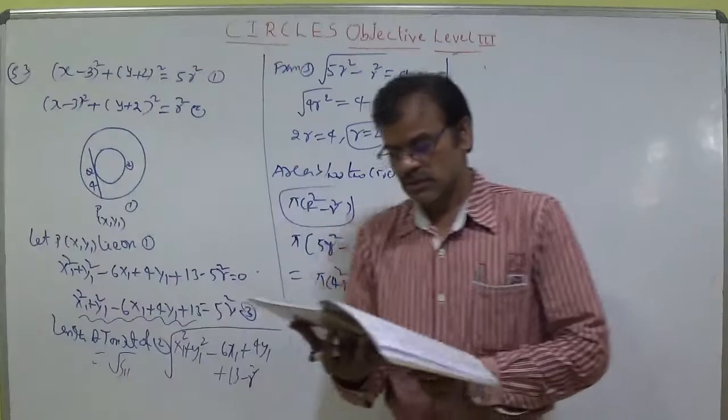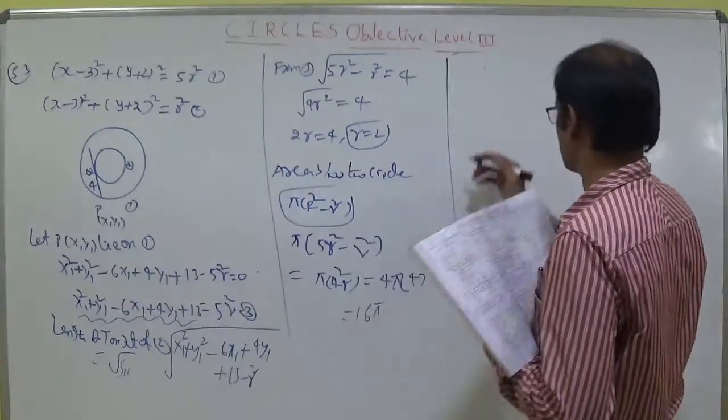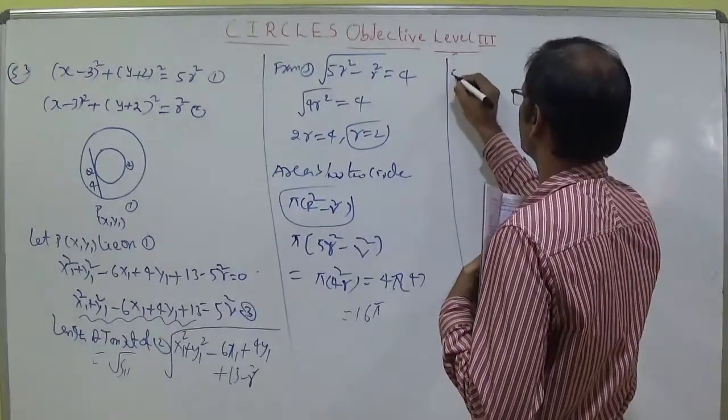53rd question, 16 pi is the 4th option. Okay, let us discuss the 54th question.